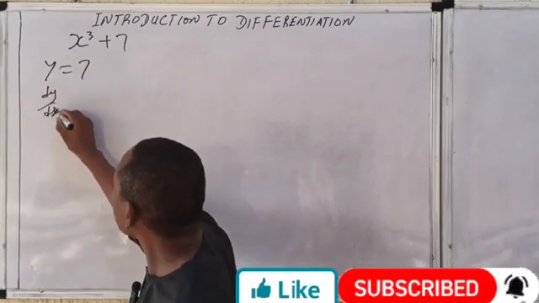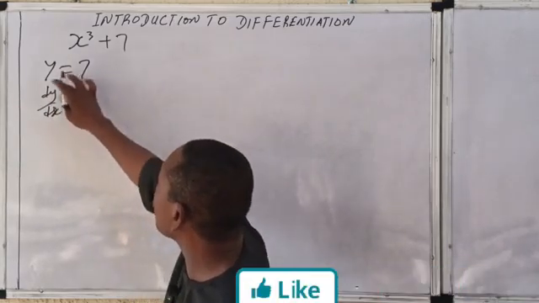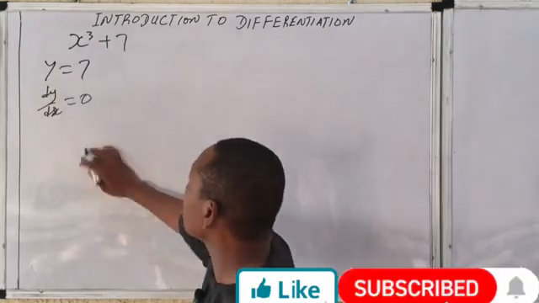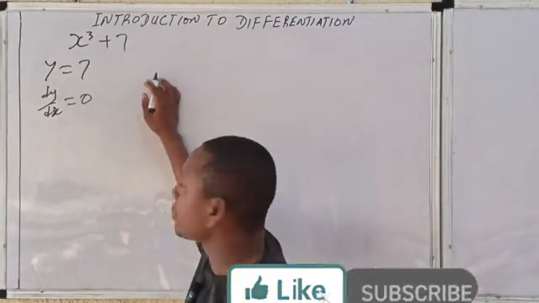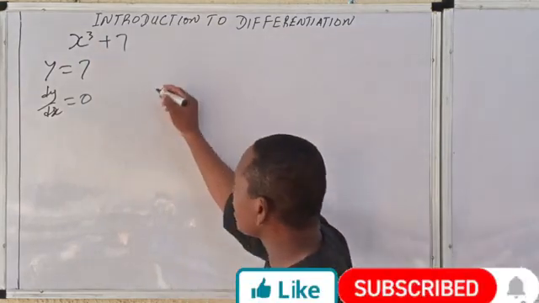the dy/dx is actually 0. So if you differentiate this, you have 0. What about this? This you use the power rule. Now the power rule is stated like this.